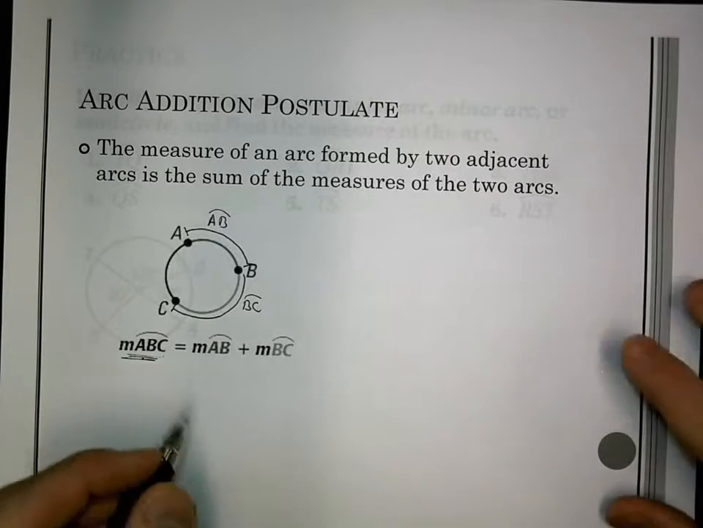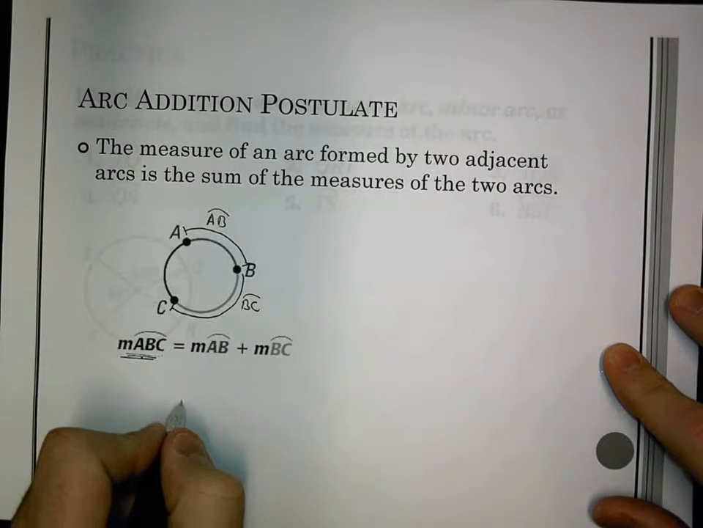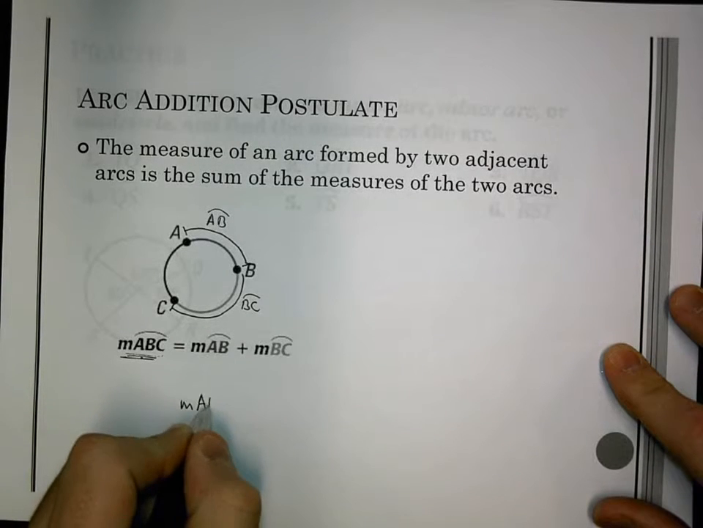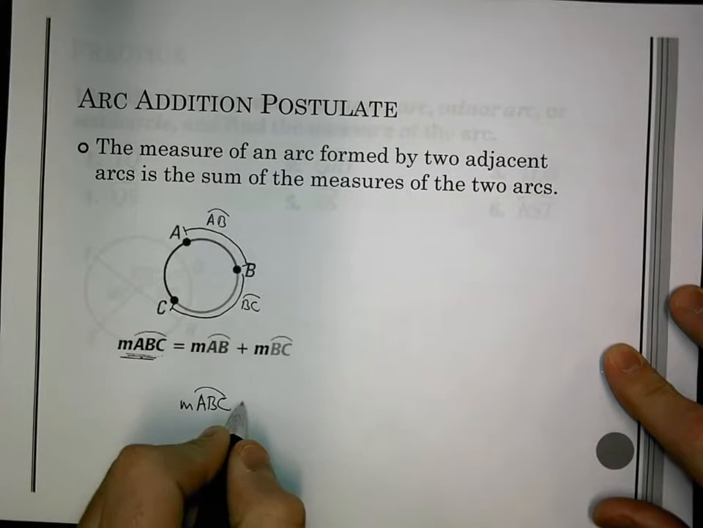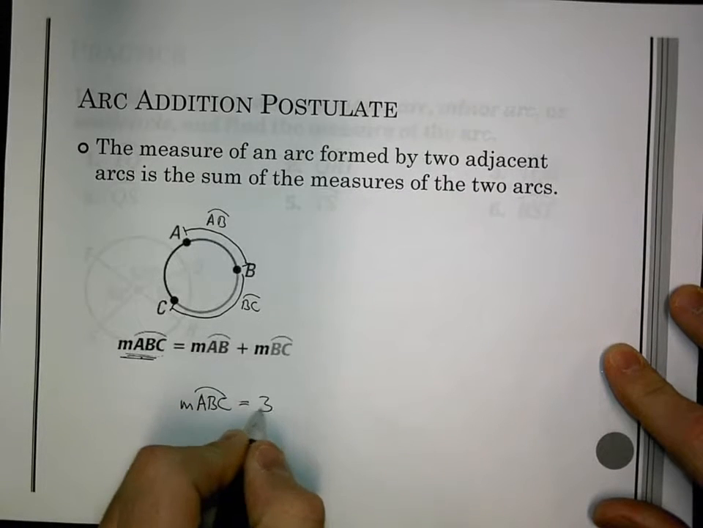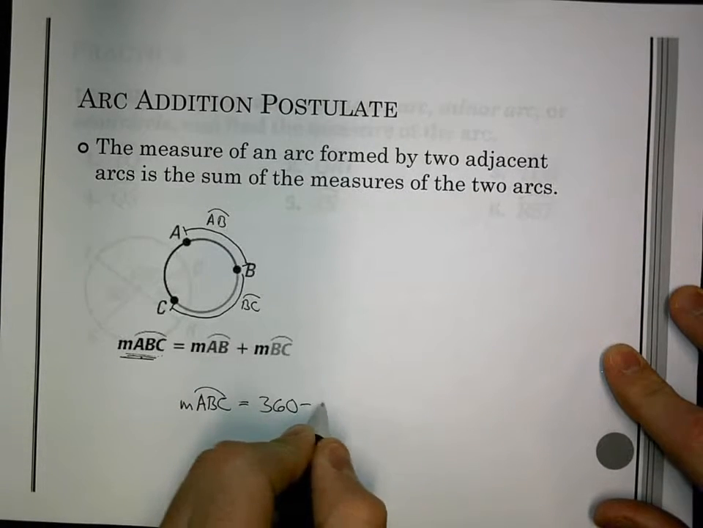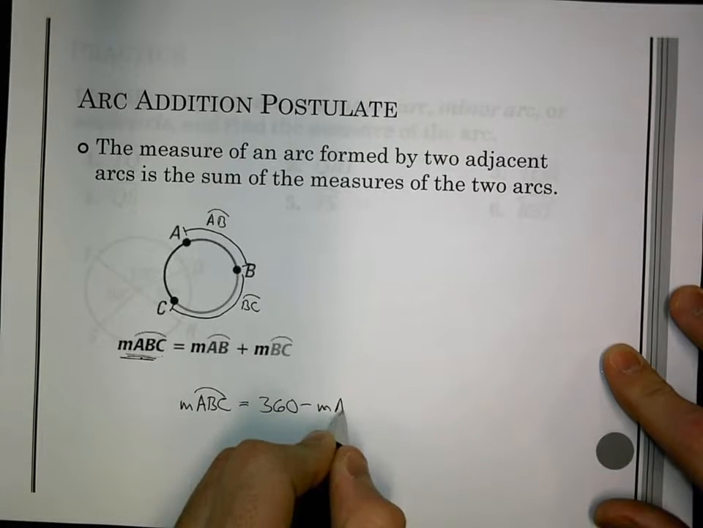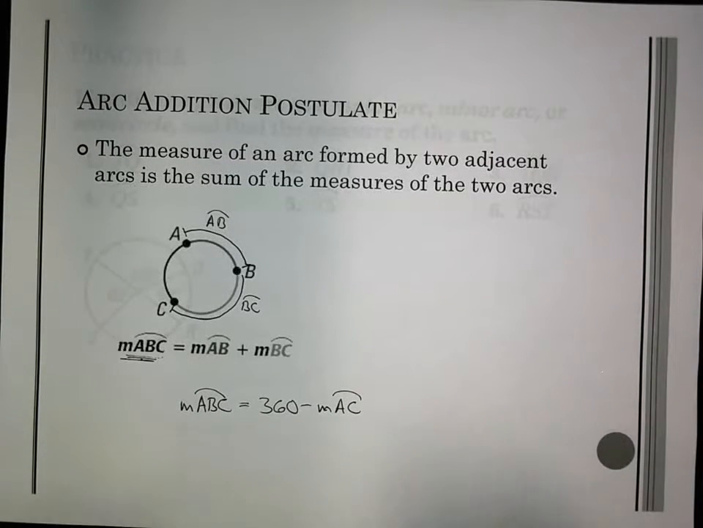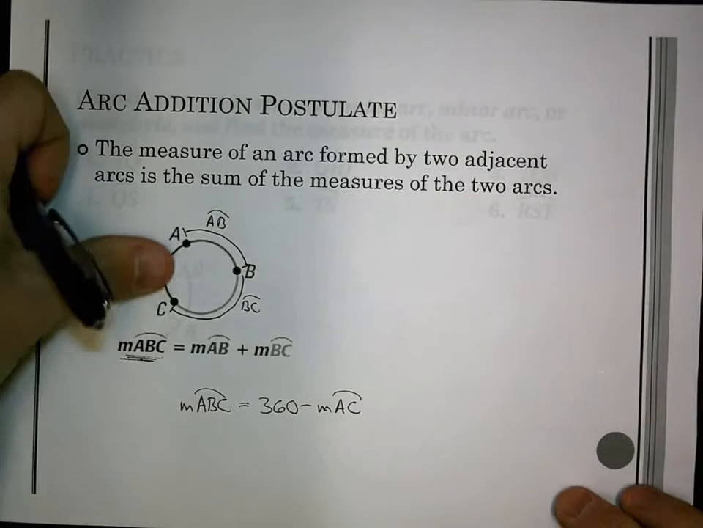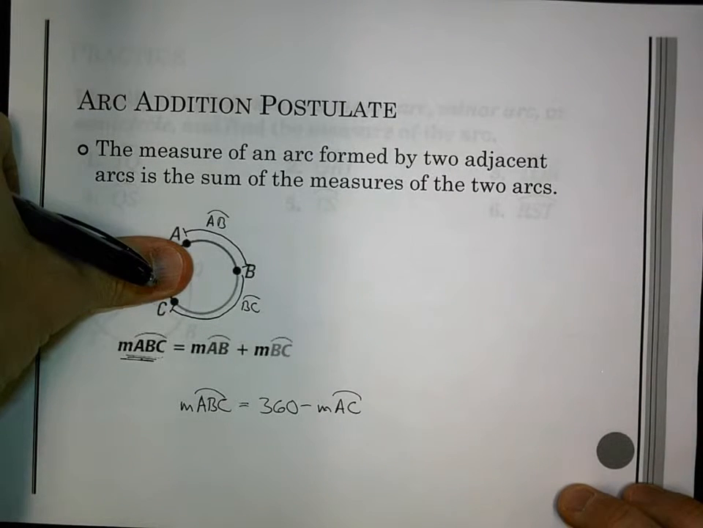Now, we could also see here that the measure of ABC is equal to 360 minus the measure of AC, because we could always take the whole thing and subtract what we didn't use here, which would be AC.